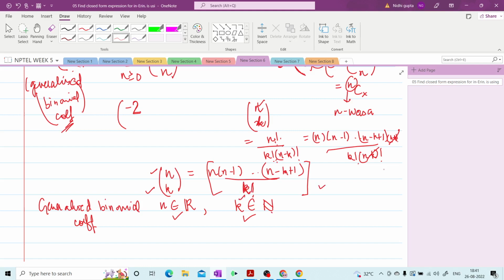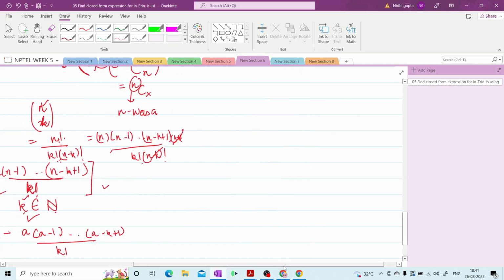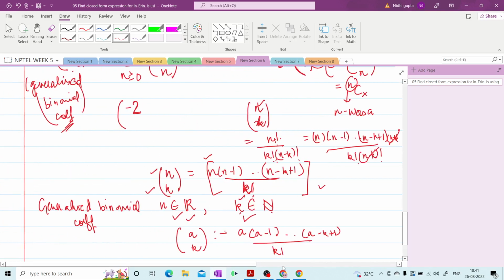So this is the definition: if a is some real number and k is a natural number, then the generalized binomial coefficient is this. We generalize the definition of binomial coefficient from natural numbers to all real numbers in this manner: a into (a minus 1) till (a minus k plus 1), by k factorial. Is this fine?